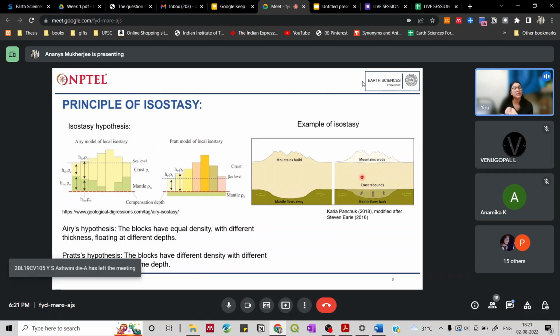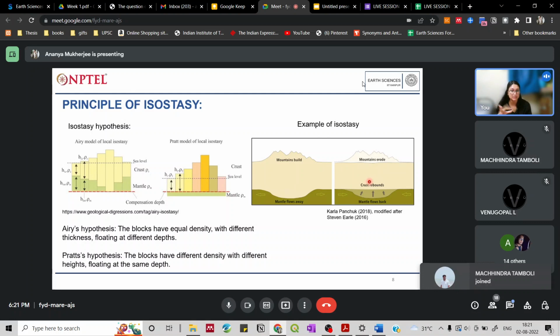Now this bounce back is very easily seen where we have ice caps. The ice sheets, which were very thick before, were melting, and as the weight decreased, the crust was uplifted there. The crustal thickness seems to be decreasing there. So this is the whole idea of isostasy, and why it is important will come in the next slides.